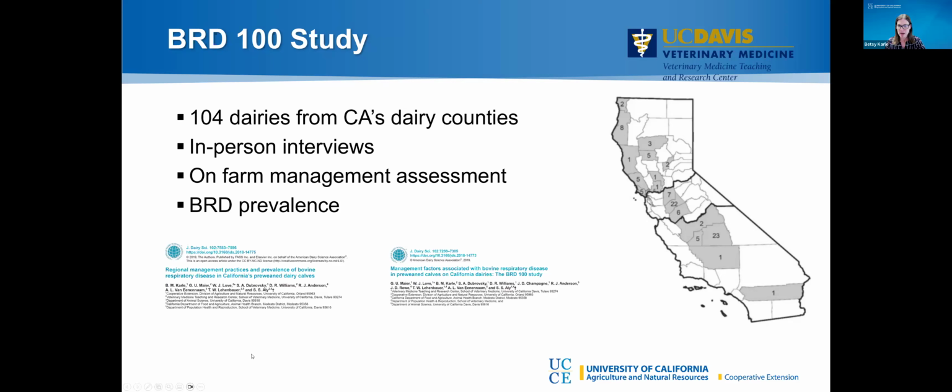The solid lines on the maps indicate our separation of our different regions. So Northern California, Northern San Joaquin Valley, and the greater Southern California area. And we did see some regional differences that we're not going to get into today, but people can certainly reference either of these papers for more information about the BRD 100 study.